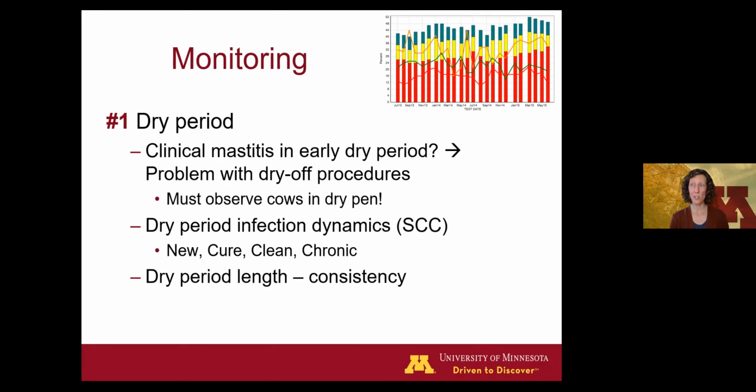So to do this, we need to actually look at our dry cows in our dry pen and look for signs of udder inflammation or illness that would indicate that we maybe have given these cows a new infection at dry off. The other things that we want to look at are monitoring the infection dynamics over the dry period using the cow's somatic cell count. So new infections, cures, the number of clean cows, the number of chronic cows that made it through the dry period using DHIA somatic cell count data. And then dry period length consistency is also going to be an important monitor to tell us that we're not adding risk level by having highly variable dry period length.